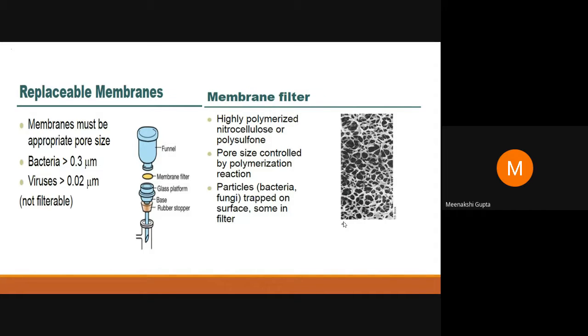Now this is the membrane filter. Membrane filters we generally use for sterilization. Generally, they are made up of nitrocellulose or polysulfones. The pore size is controlled by the polymerization reaction. Different varieties of membrane filters are available for the removal of bacteria and for the removal of virus. Mainly they are used for sterilization.